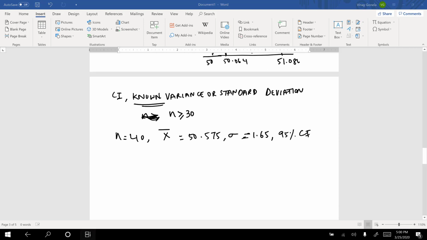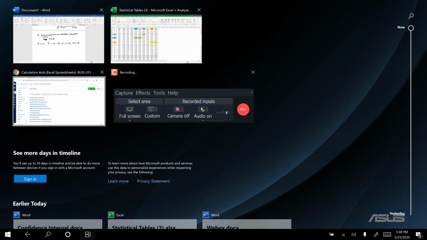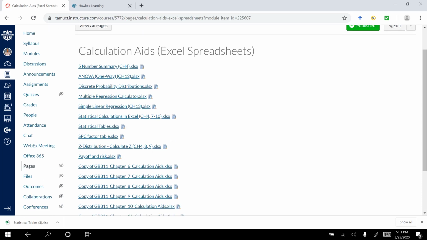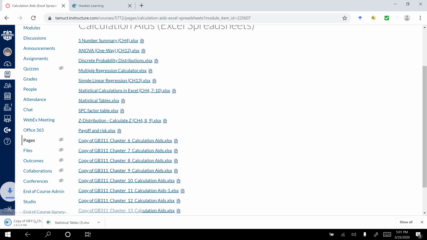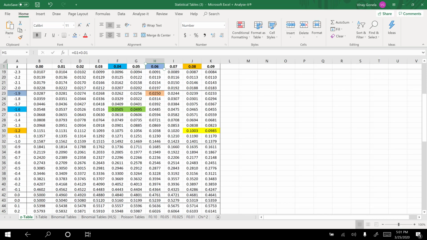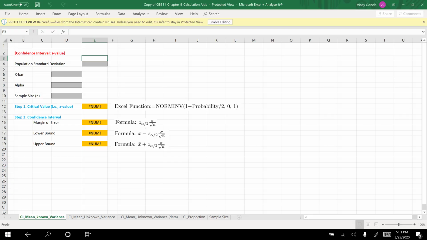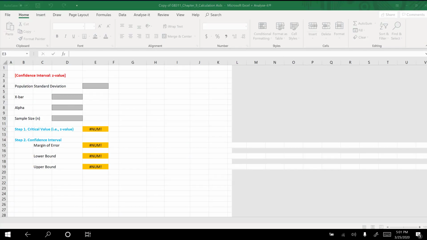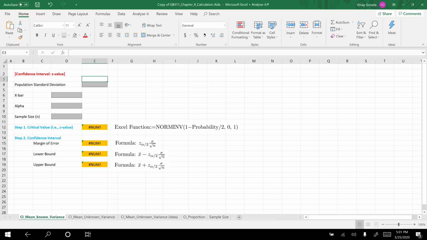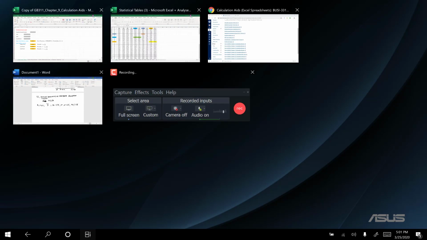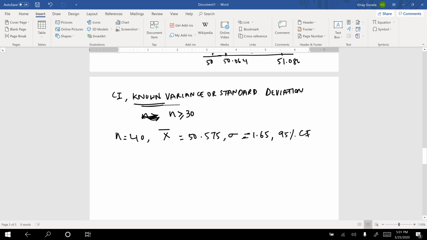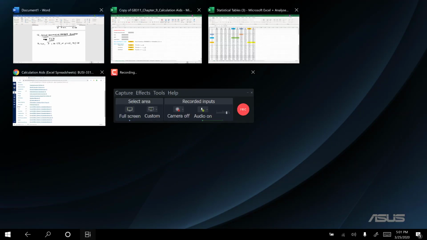So to solve this problem, we go to our Canvas and look for chapter 9 calculation aids. You can download that copy of chapter 9. So we have different spreadsheets: confidence interval, mean, known variance, confidence interval, mean, unknown variance. Currently we are dealing with known variance. So the first one is known variance and or standard deviation, and n is greater than 30.